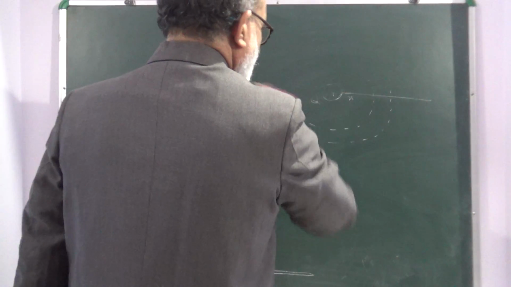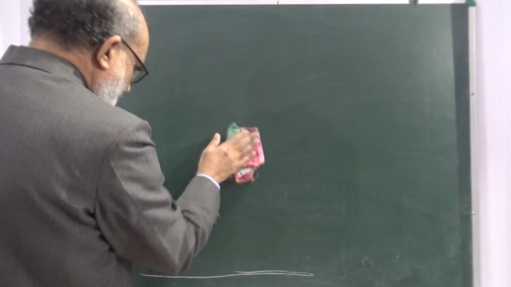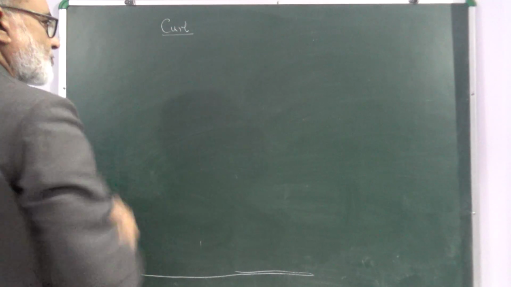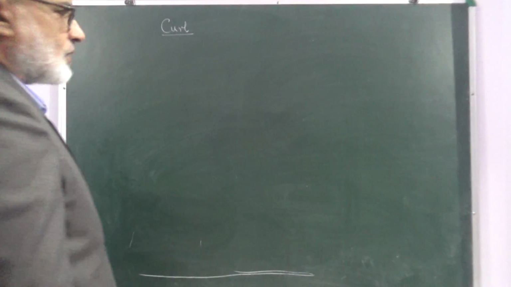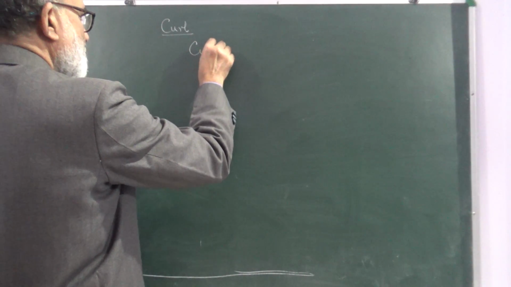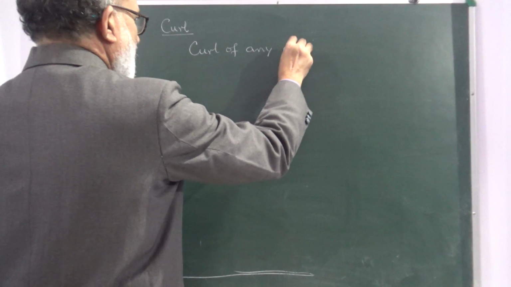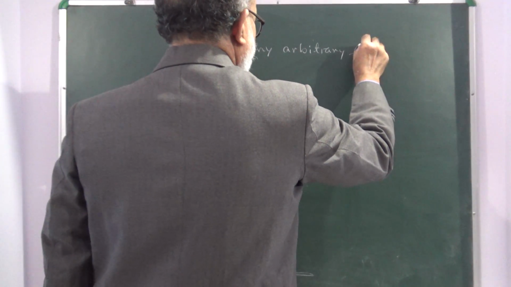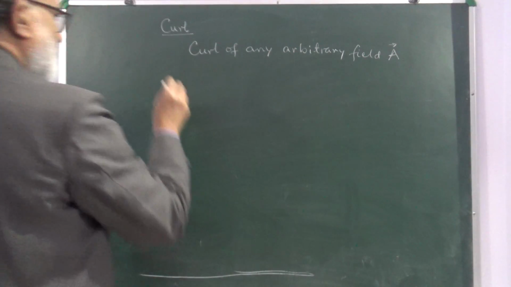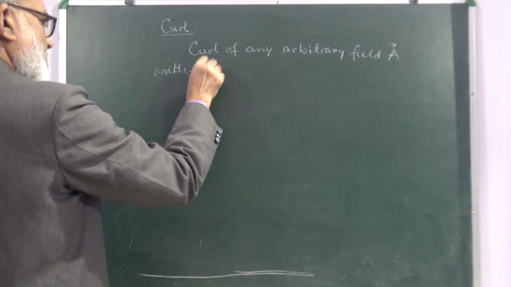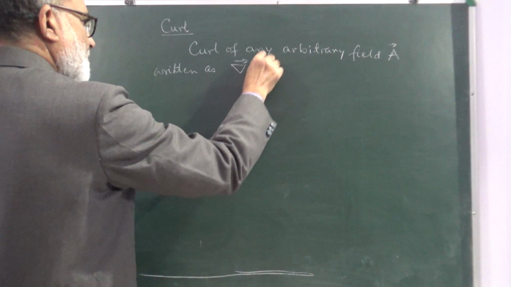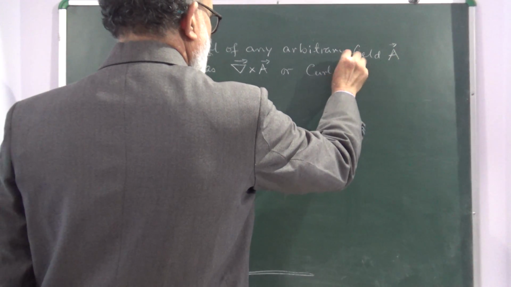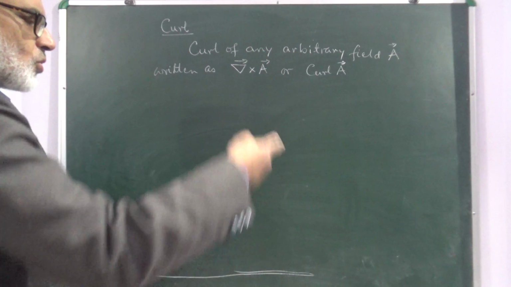Now come to the curl. What's the meaning of curl? So the curl of any arbitrary vector field A, written as curl A, is the measure of rotation of the field.